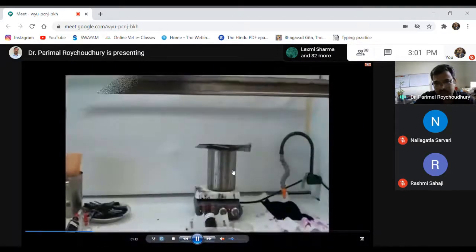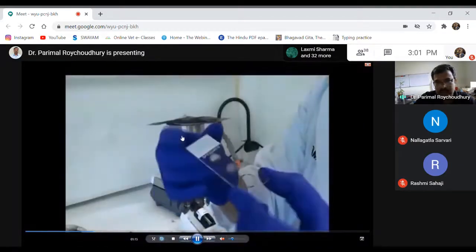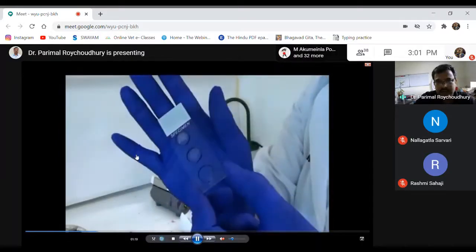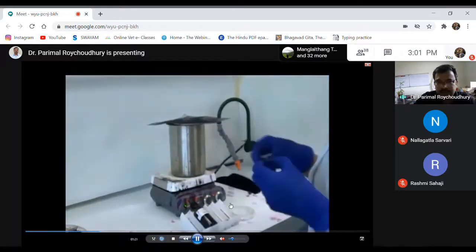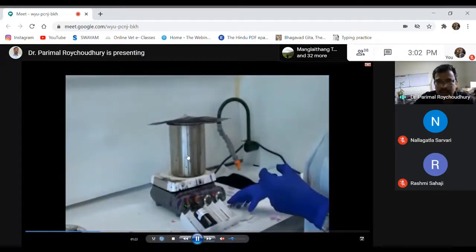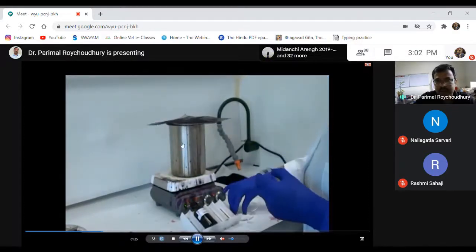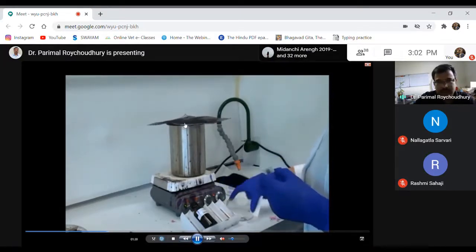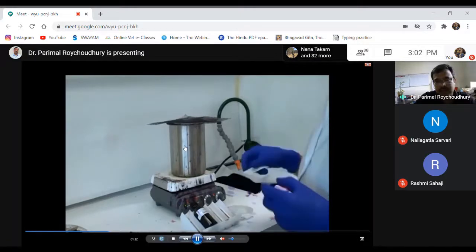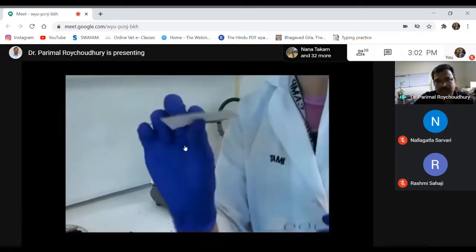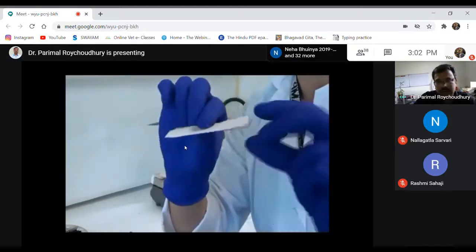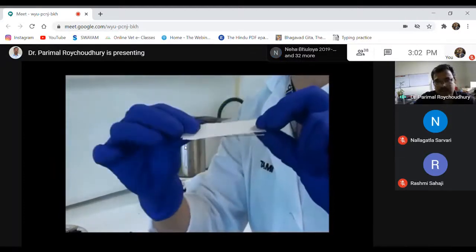This is the technique. What I want to show you is that we can just boil water in a trough, and these are the smears we prepared. This is a boiling water trough, and steam is arising continuously. So this steam heat is the safest and the best way of applying heat. There is no chance of boiling the carbol fuchsin in this particular method.